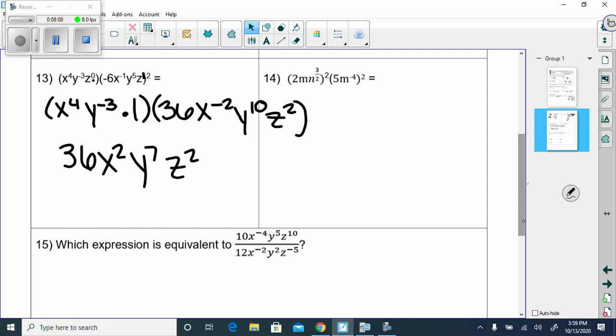Alright, number 14, more power to a power. So starting with the first parenthesis, I've got 2 squared, which becomes 4, and then there's no exponent with m, so it must be 1. So it's going to become m to the 2nd. 1 times 2 is 2. And then for n, 3 over 2 times 2 is 3. You can just type that part in your calculator, right? Alright, and then for my second parenthesis, what is 5 squared? 25. And then for my power to a power, I'm going to get m to the -8.